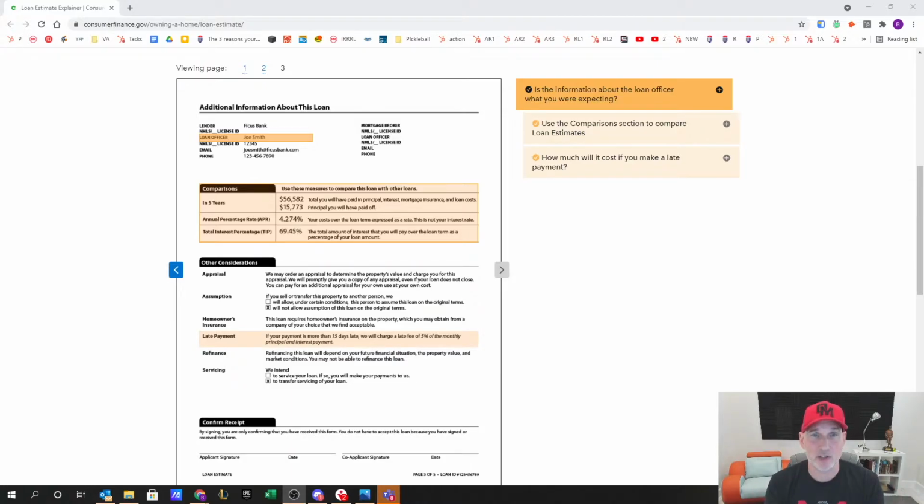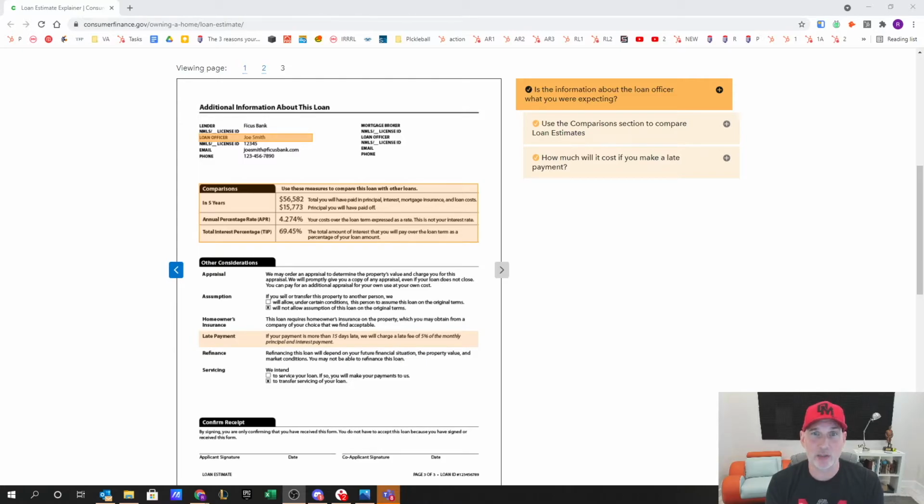Okay, some other considerations. Your appraisal. The only thing I would say here is to check if you actually need an appraisal. I know it says we may order an appraisal to determine the property's value, but there are so many loans out there that don't require an appraisal. In fact, the AUS, or automated underwriting system, may give you what's called a property inspection waiver. And I've seen lenders, and I've accidentally done it myself, where we got a property inspection waiver and we ordered an appraisal. Whoops. Well, guess what? If you don't need one, you don't need one. So make sure that you check with your lender to ensure that you do not need an appraisal.